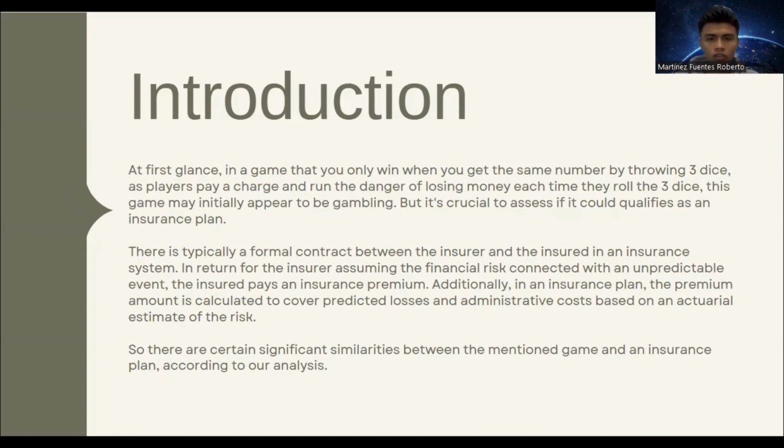There is typically a formal contract between the insurer and the insured. It's an insurance system in which the insurer assumes the financial risks connected with an unpredictable event in return for the insured paying an insurance premium. Additionally, in an insurance plan, the premium amount is calculated to cover predicted losses and administrative costs based on an actual estimate of the risk. So there are certain significant similarities between the mentioned game and an insurance plan, according to our analysis.